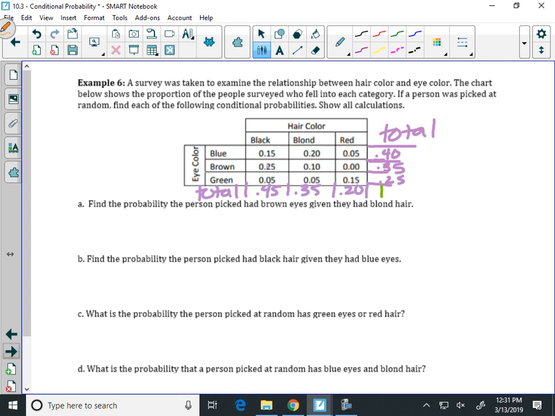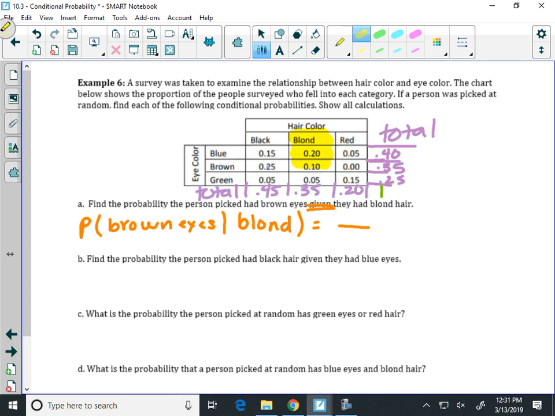So we take a look at A. It says find the probability the person picked had brown eyes given they had blonde hair. Let's write that conditional statement. What's going to go first? What came before given? Brown eyes. Given what came after given? Blonde hair. So instead of our fraction, what's going to go on the bottom of our fraction? What came second? Blonde, right? What's the total percent or decimal for blonde hair?